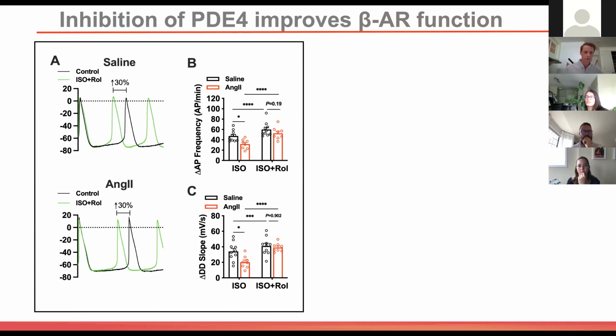To confirm if PDE4D was responsible for desensitizing the heart rate response to sympathetic stimulation, we acutely treated myocytes with a PDE4 inhibitor from both saline and Ang2 treated groups. And this PDE4 inhibitor, Rolipram, caused a largely normalized response to the combined application of isoproterenol and Rolipram together. So we can see that AP firing frequency is still reduced before the application of Rolipram, and then after improves AP firing frequency and diastolic depolarization slope.